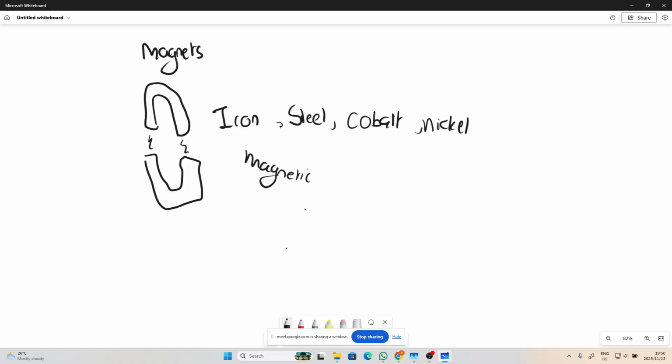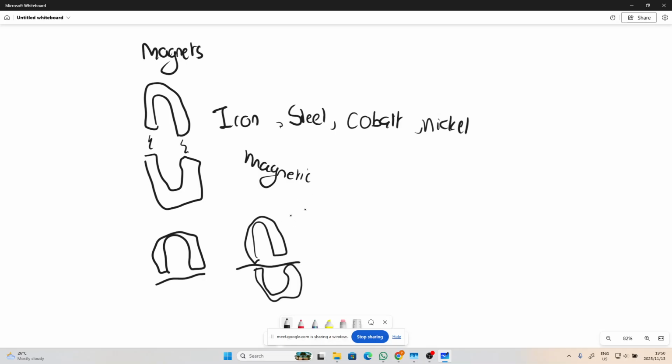Now, simple. For example, it can be a magnet and one of these materials. It can be two magnets attracting each other. It can be one with a material in between. It doesn't matter. It works with a non-contact force.